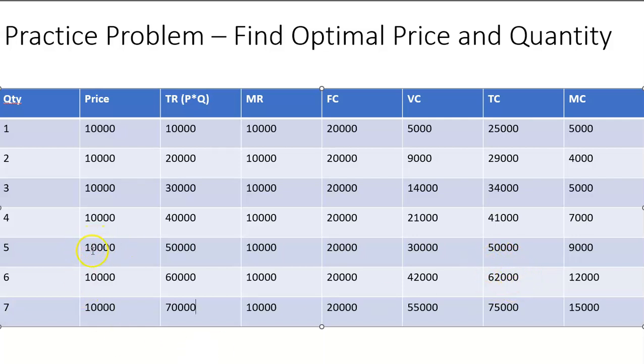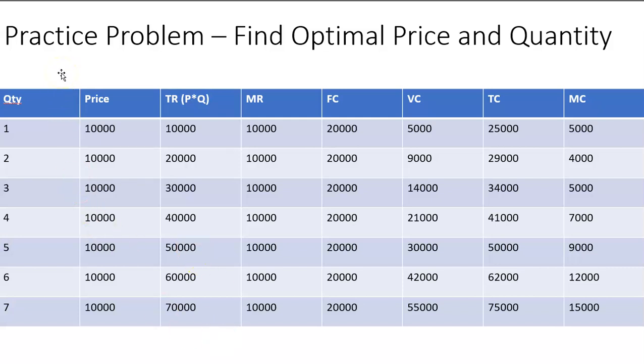What if instead of producing 5, we stopped at 4? Well, here our total revenue would be 40, our total cost would be 41, so we are still at minus 1,000. Okay, and so that should illustrate, hopefully, how you work these tables through.